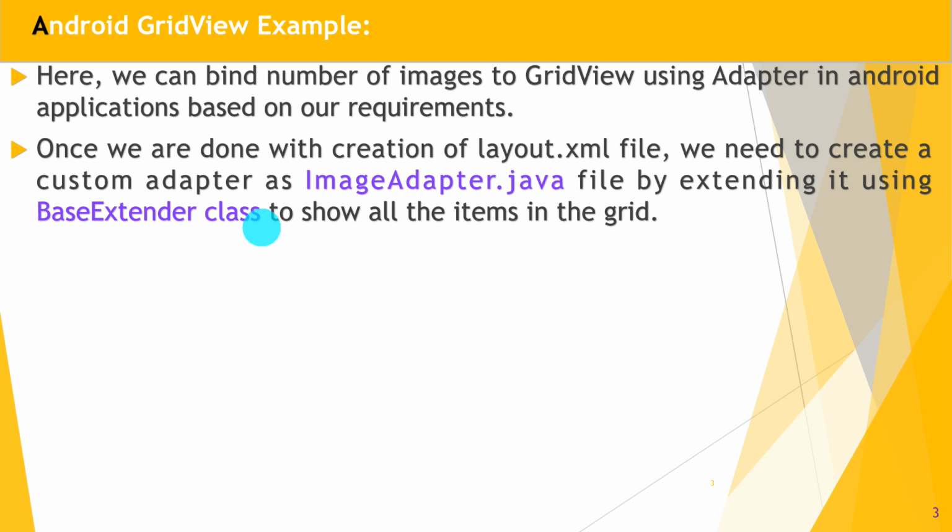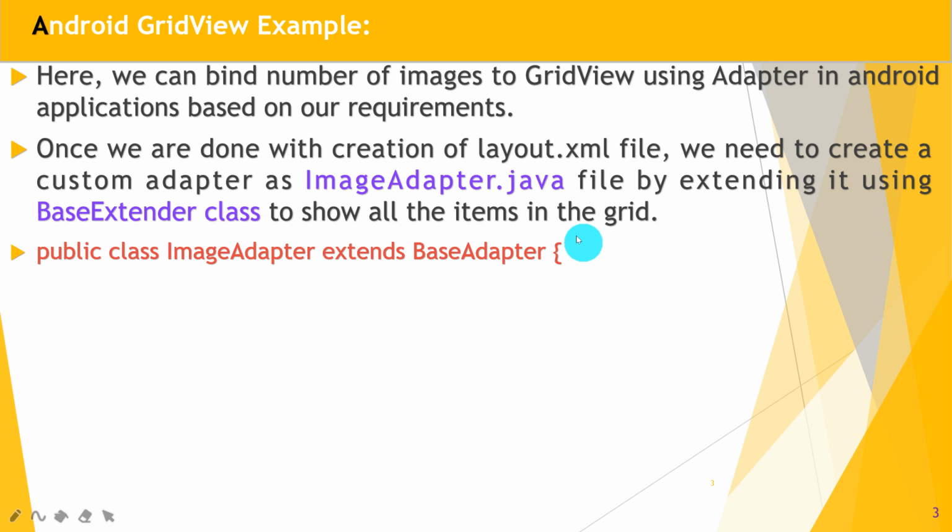Once we are done with the creation of the layout file, that is the main layout.xml file, we need to create a custom adapter as imageadapter.java by extending it from the base adapter class. So we have to create our own customized adapter class, that is imageadapter.java, by extending it from the base adapter class. Great, to show all the items, that is, the thumb images, in grid form.